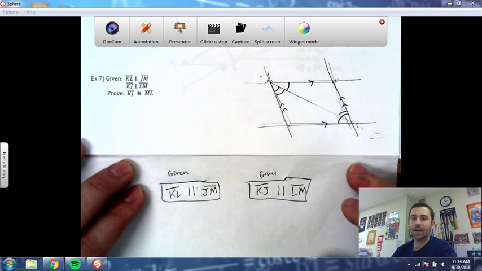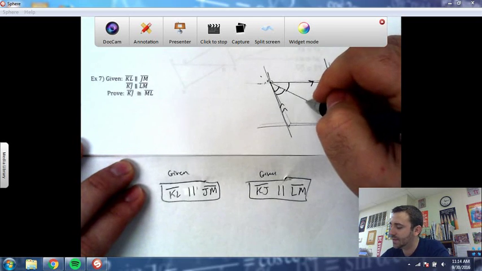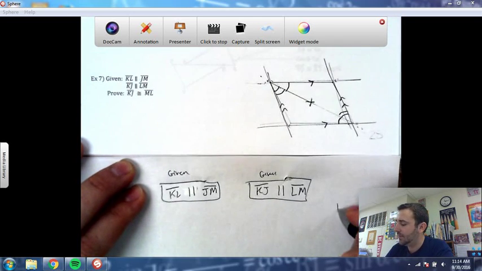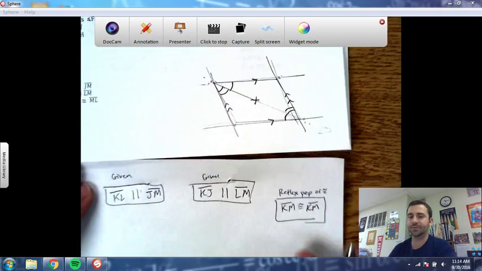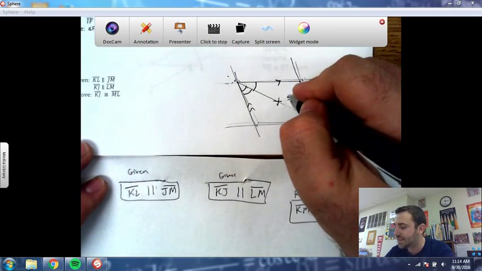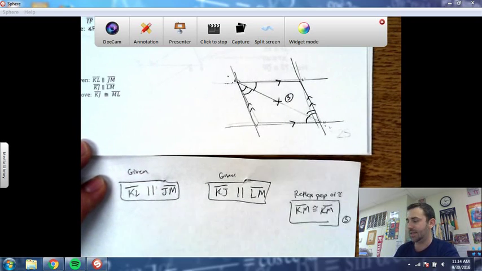And then if we look, we see a shared side, KM. And we know KM is congruent to KM by the reflexive property of congruence. And so this reflexive property of congruence gives me a side. And so I have a side, taking inventory.